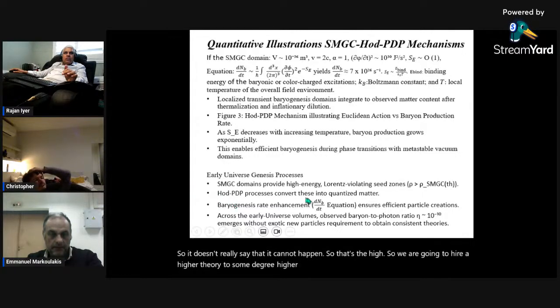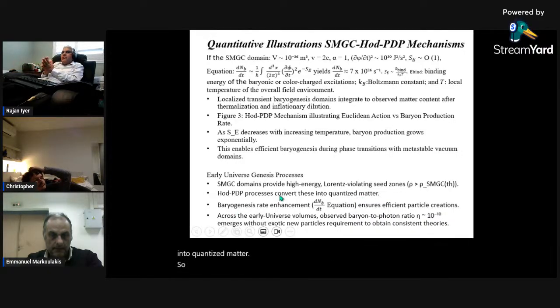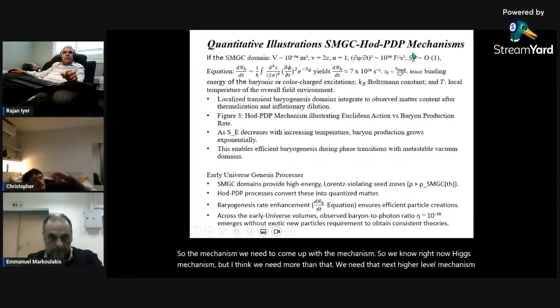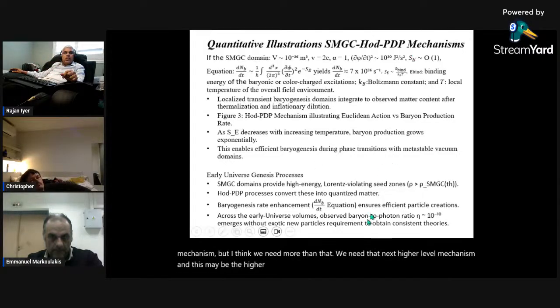So the hot PDP process converts these into condensed matter. So the mechanism, we need to come up with the mechanism. We know right now the Higgs mechanism, but I think we need more than that. We need a next higher level mechanism, and this may be the higher level mechanism, the SMGC hot PDP mechanism. That talks about how you can create a condensation of matter from initial fields.